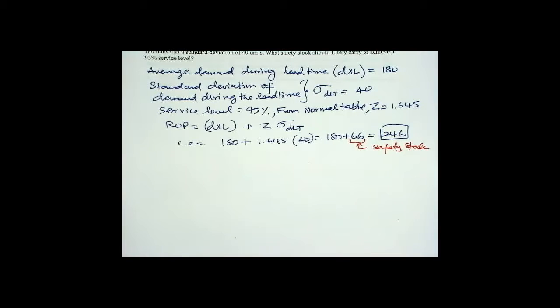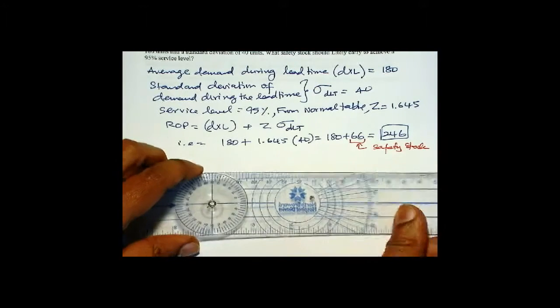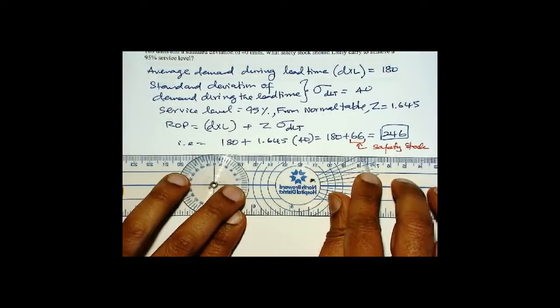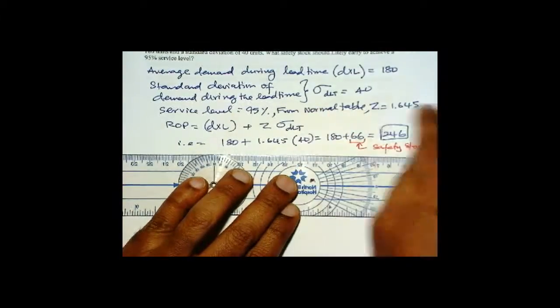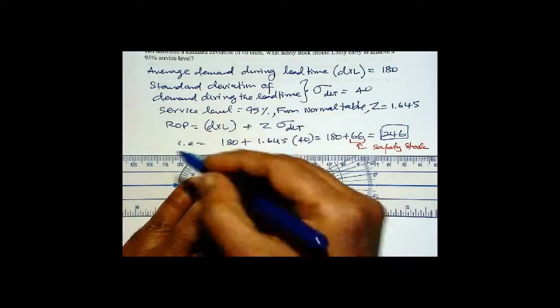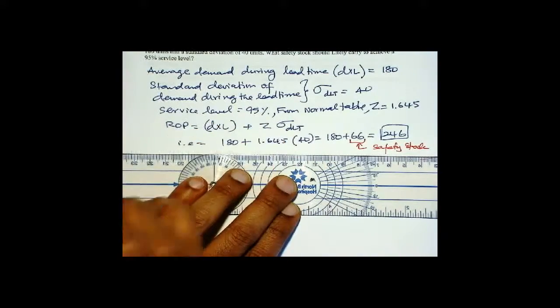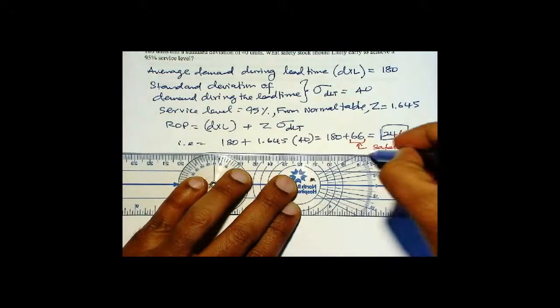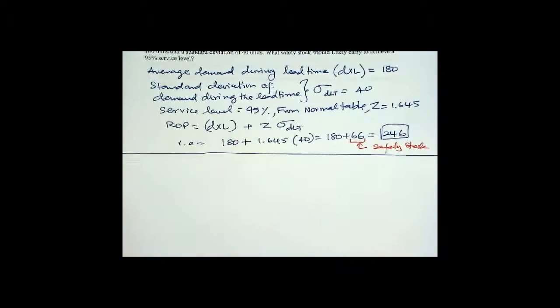Now here we were given sigma sub DLT as 40, but often you will not have that value given. You will have the demand and sigma sub D for one period is what you will have. So let's look at what formulas we need.